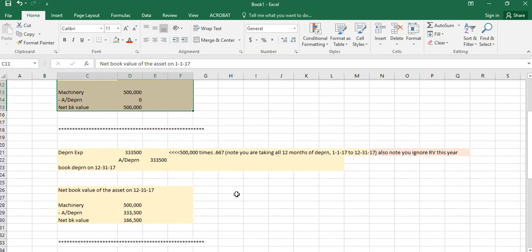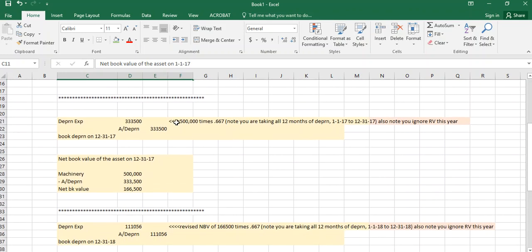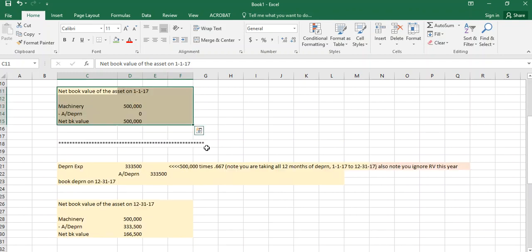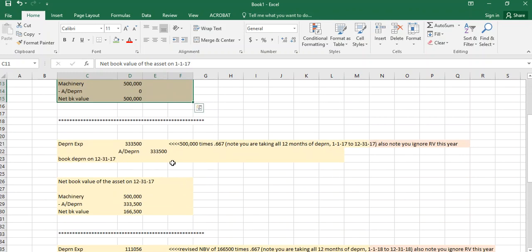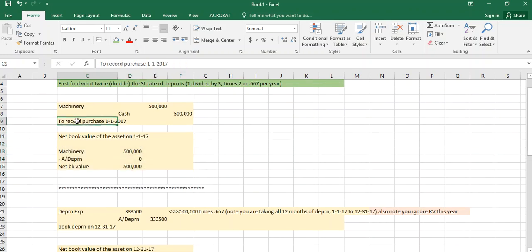Let's go to year 2017. We will take $500,000. We bought it 1/1/2017. Now we're at December 31st, 2017. It's time to update depreciation. We take $500,000 and multiply it by our double declining rate of 0.667. Notice you're taking all 12 months of depreciation, 1/1 to 12/31. That's because you happen to just buy it on 1/1. That's kind of a simplifying assumption.